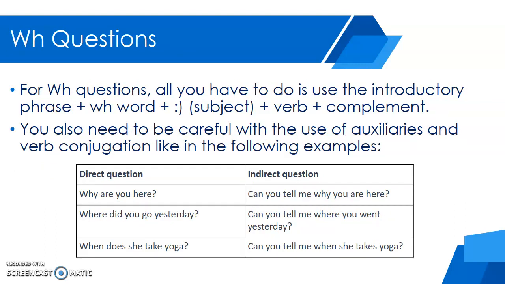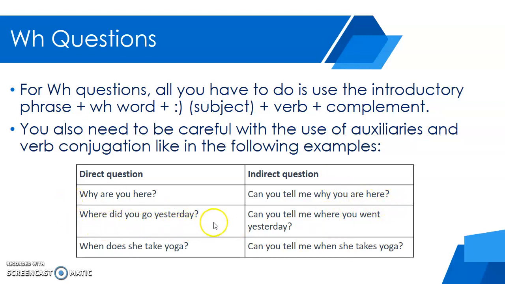Let's move on to the other kind of question, which is WH questions. For WH questions, all you have to do is add the introductory phrase, then the WH word, and again, the word order of a sentence: subject, verb, and complement. Check this out. Why are you here? Then our introductory phrase is, can you tell me? You just need to add the WH question. Can you tell me why you, subject, are, verb, here? You do not need to change the word order so that it is like a question. It is a sentence: subject, verb, complement.